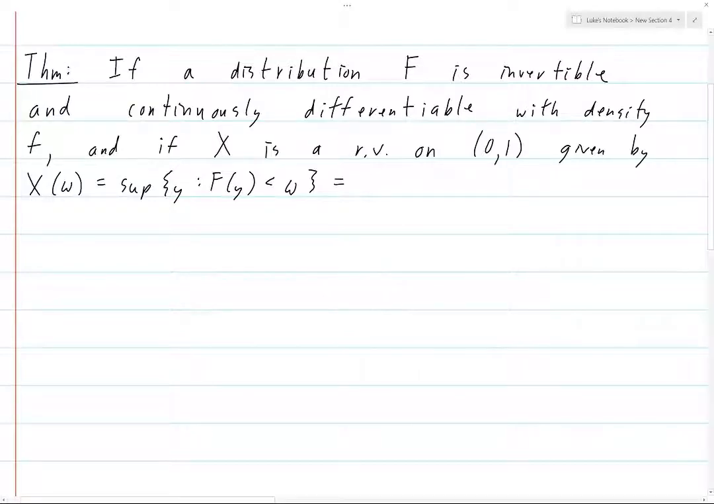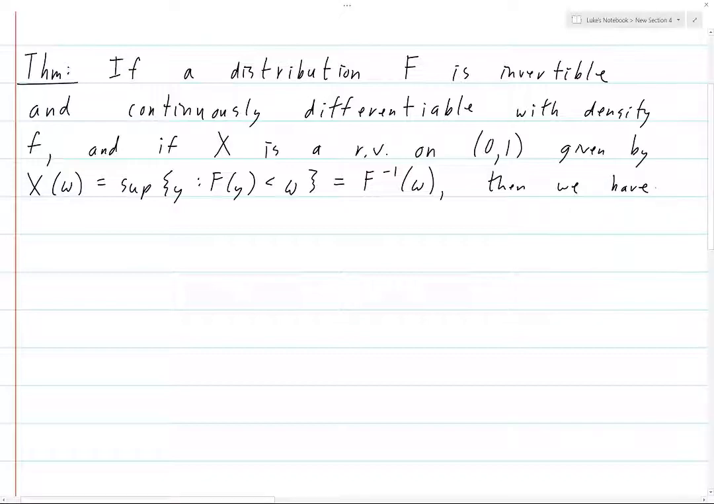basically, here's what I want to do. I want to write this as F inverse of omega. So F inverse of omega needs to be this set, and first of all, F needs to be invertible for the right-hand side to even make sense, and in order for this equality to hold, I think it does need to be continuous. Because if you have a jump, then that's where this gets sort of thrown off.